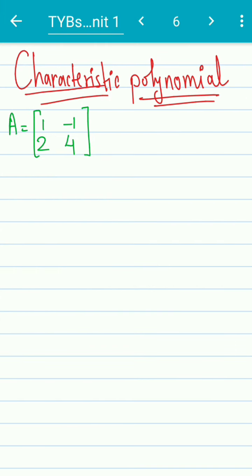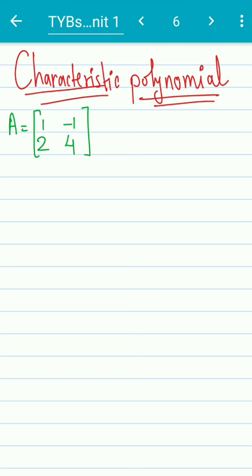So finally we are going to talk about characteristic polynomial, a really interesting and really important topic for TYBSc, for MSc or any competitive exam in mathematics. And as a concept of linear algebra, it is really important. Okay? So before starting with the concept, let me just try to make an interest in this concept.